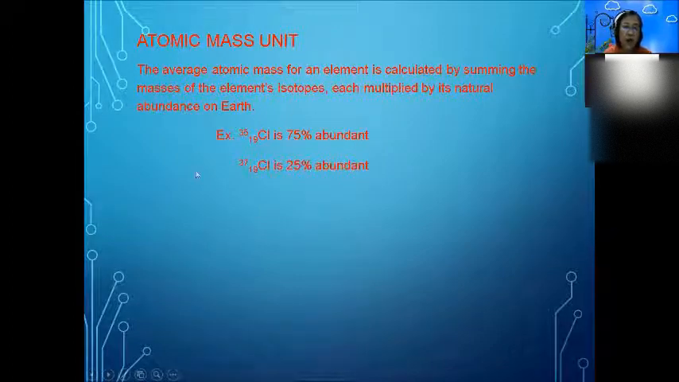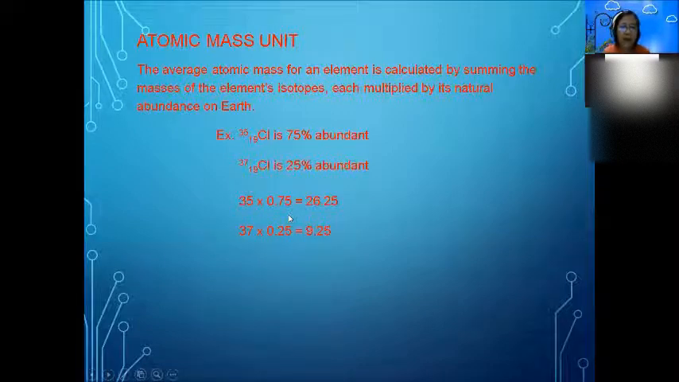But in terms of abundance, on Earth's surface or wherever it is found, chlorine 35 is 75% abundant and chlorine 37 is 25% abundant. That's what that means. Alright? In reality, the chlorine sample that we can get from our environment does not have an atomic mass of 35 or 37 alone.